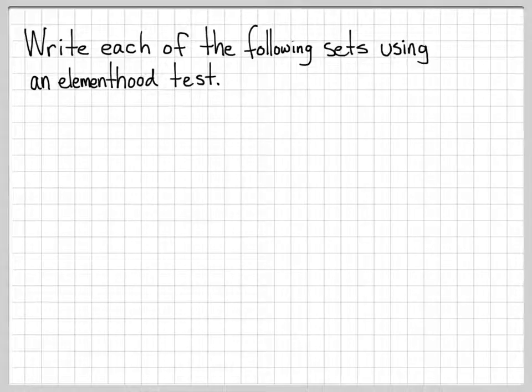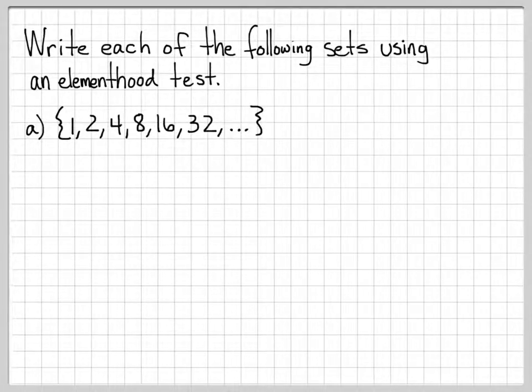In this problem, we're going to be given a set which has been completely listed out, and we are going to try to write that set compactly using an Elementhood test. So for example, here in part A, we are given the set which consists of the elements 1, 2, 4, 8, 16, 32, dot, dot, dot, so that pattern just continues forever. And we would like to write this set compactly using an Elementhood test.